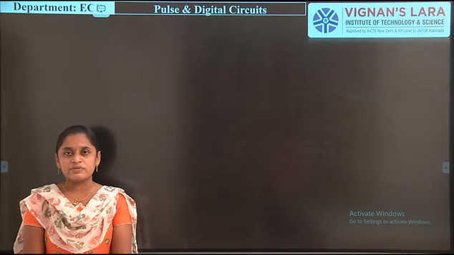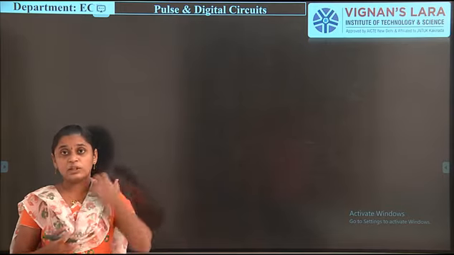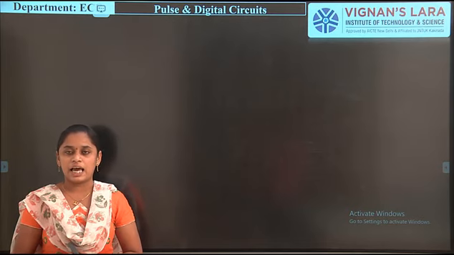In the next class we will discuss the response, or the effect, of the clamping circuit for a square wave input, as well as the practical clamping circuit.